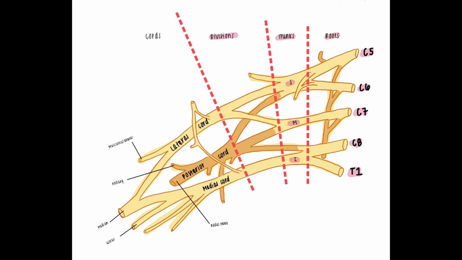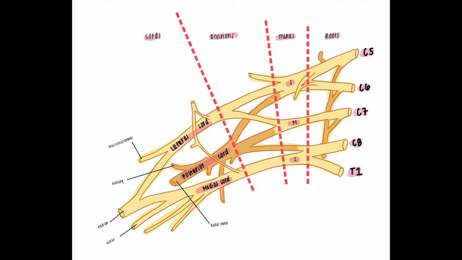The divisions of the trunks then form three cords of the plexus within the axilla. The superior and middle trunks unite to form the lateral cord. The inferior trunk continues as the medial cord, shown here, and the posterior divisions unite to form the posterior cord, and all three of these posterior divisions are actually uniting to form this cord.